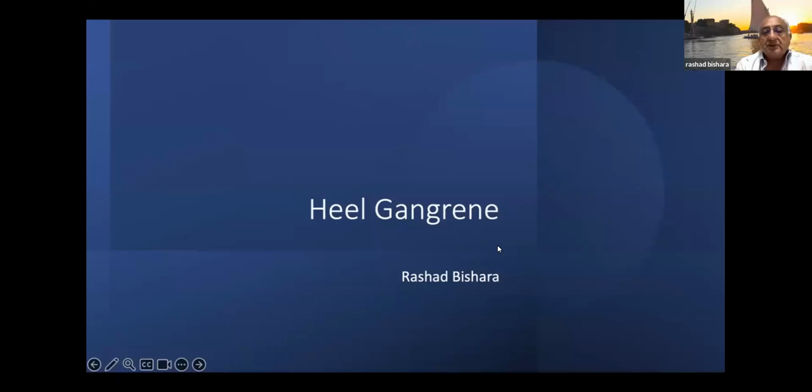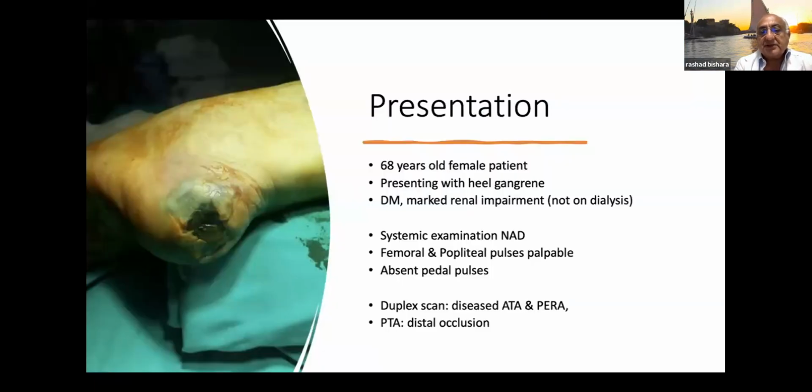To present the case of heel gangrene. So that's a 68-year-old female patient presenting with this.